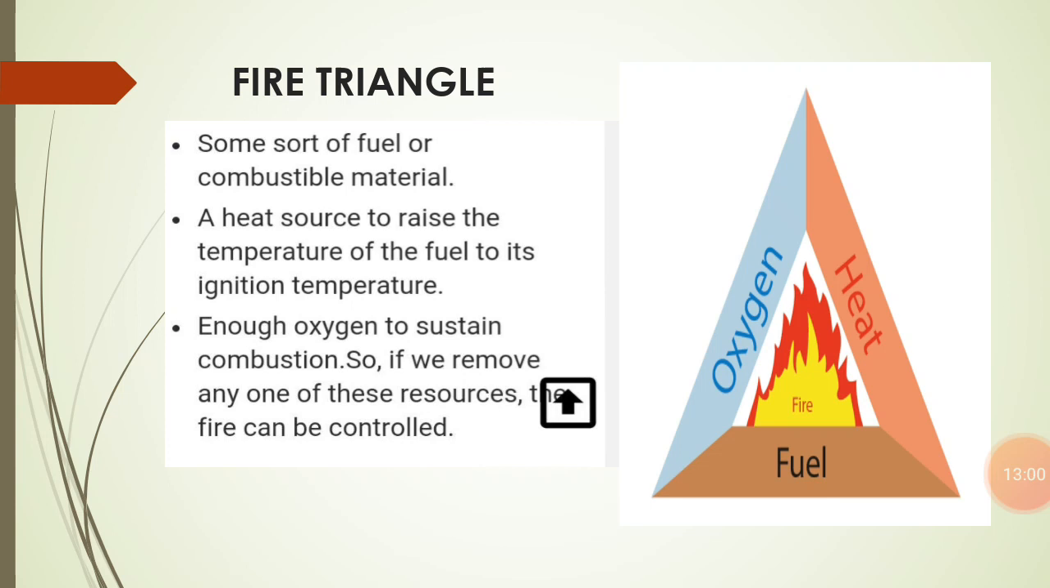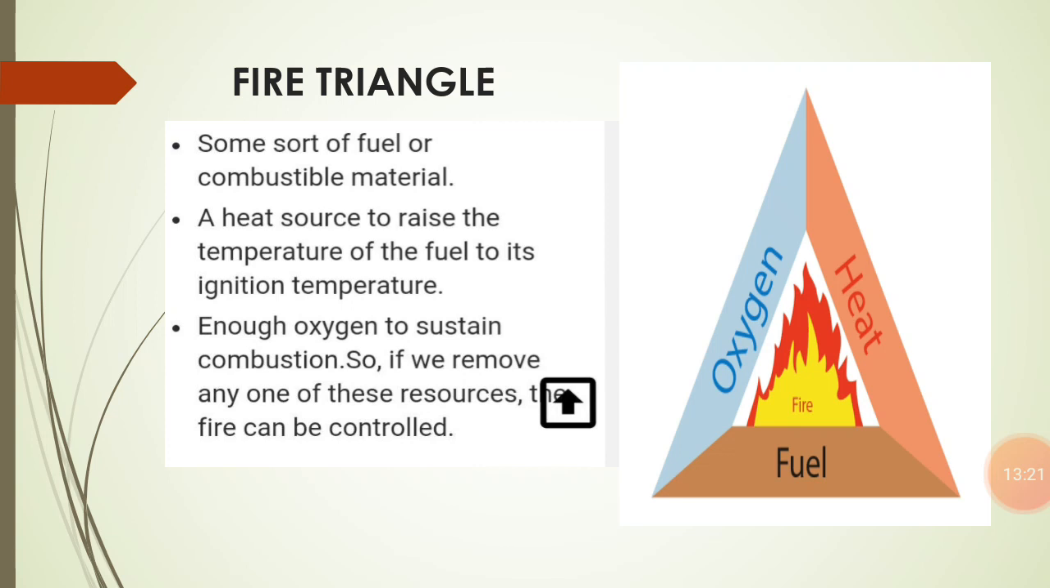So this fire triangle shows that there are three things required for combustion to take place. First is the combustible material whose combustion takes place. Second is the attainment of the ignition temperature, and third is oxygen. That oxygen is also known as the supporter of combustion because it supports the combustion process.